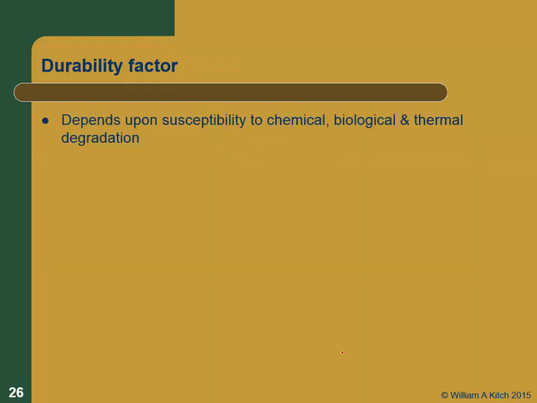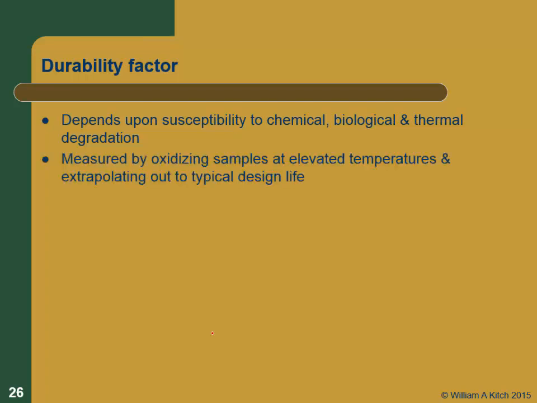Durability factor. The durability accounts for chemical degradation, biological degradation, and thermal degradation. The thermal degradation assumes that it is installed in normal material. So if you're in places, again, with elevated temperatures, you're going to have a higher degradation factor. Basically, they take this material and put it in an oxidizing environment, and they elevate the temperatures and oxidize it in an accelerated fashion and try to use this to estimate the amount of degradation that occurred during the lifetime. We call this the durability reduction factor.